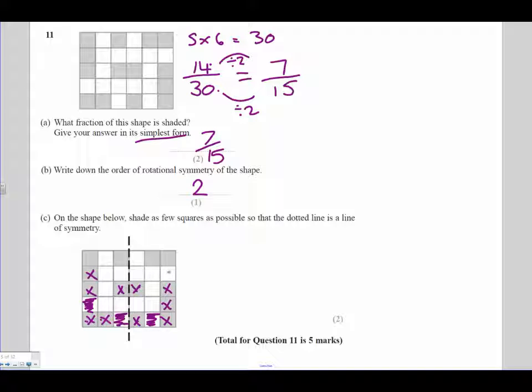This one here needs to match with this one here, so it needs to be shaded. This one matches with this one, and this one needs to match with this one, so it needs to be shaded. And then finally, this one needs to match with this one, so we need to shade this one in. So that's all our shaded squares in symmetry. And that's worth 2 marks.